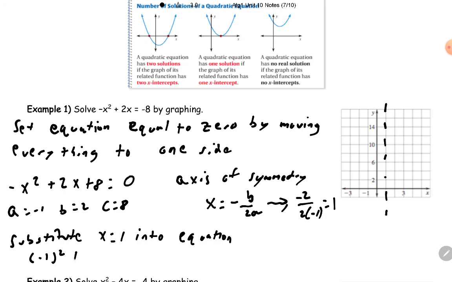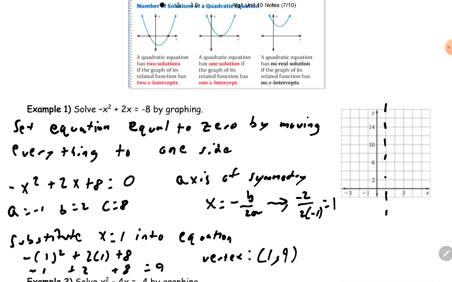So negative 1 squared plus 2 times 1 plus 8. This would be negative 1 plus 2 plus 8. Negative 1 squared, there we go. This would give us 9. So my vertex is (1, 9). So around here, okay, we know it's going to open down because our a value is negative.